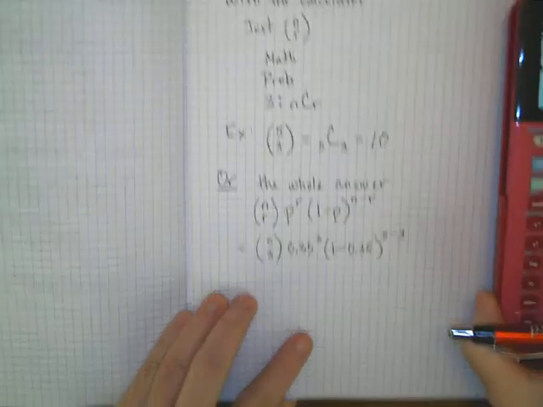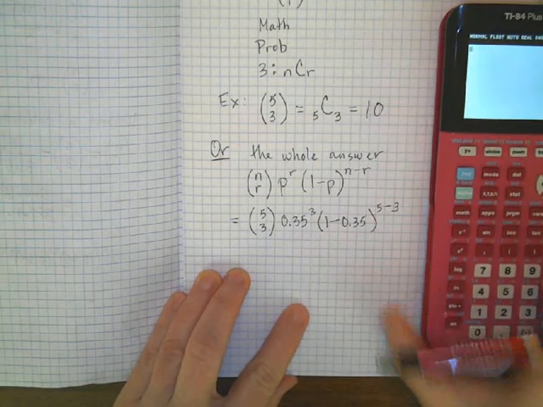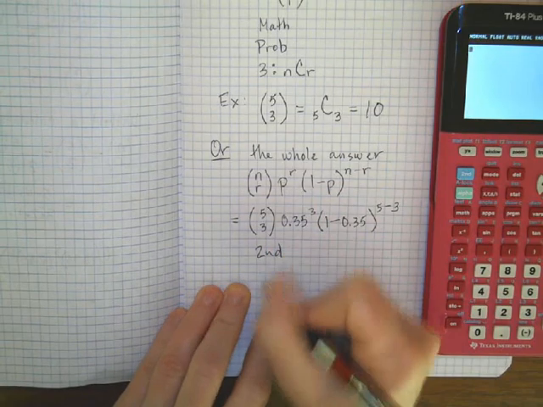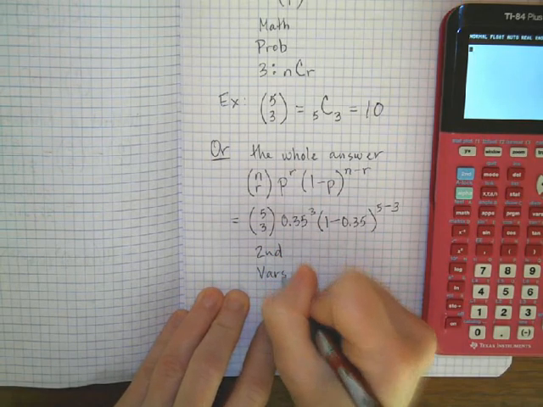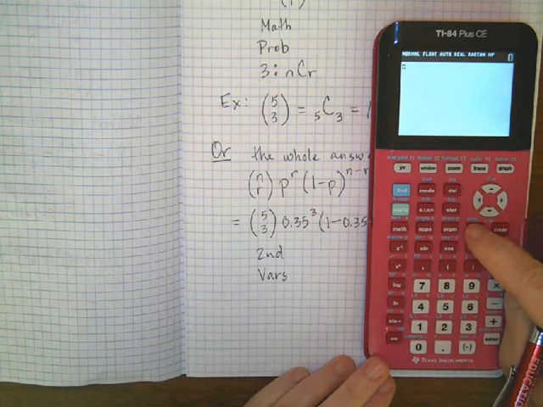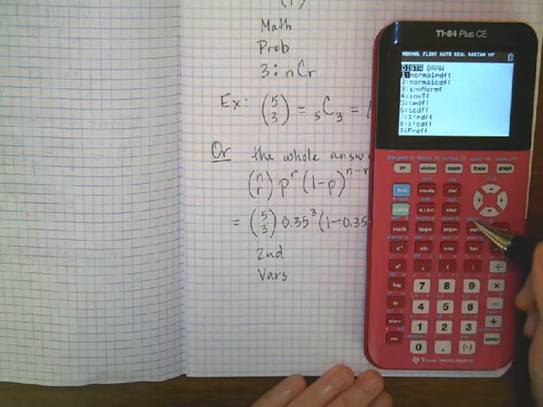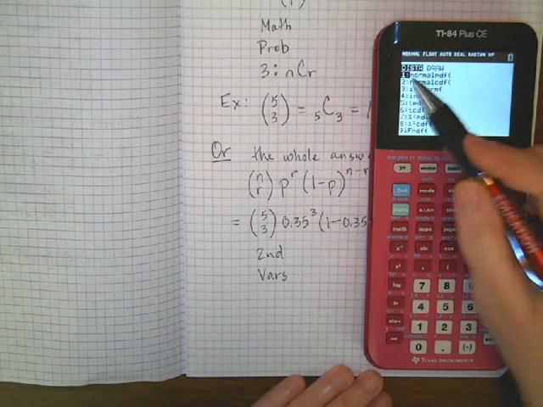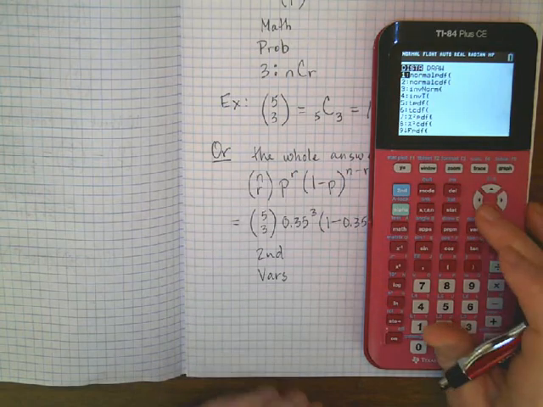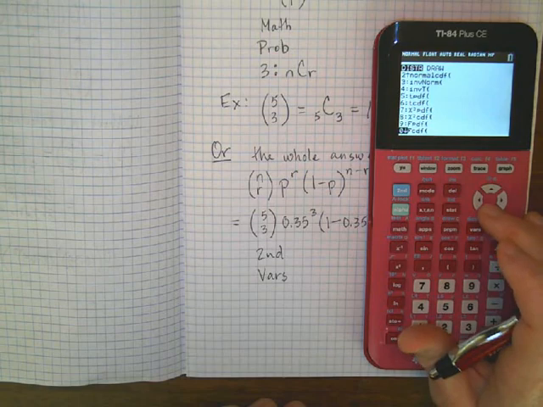Now, to get this whole thing into the calculator, you are going to hit second, and then vars. The reason we're doing second vars is that if you look in blue above it, it says distribution. What kind of distribution do we have? None of these. We have a binomial distribution. So I'm going to go down to option A. Keep going down. There it is.